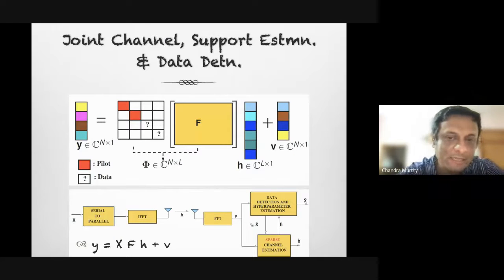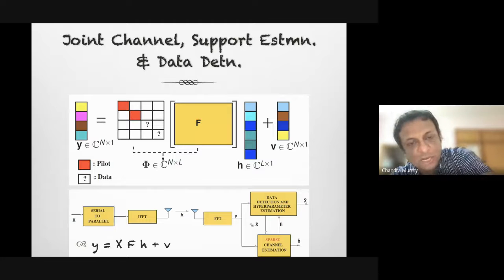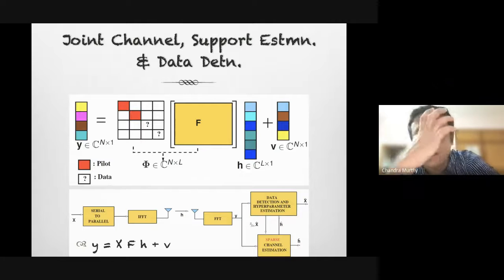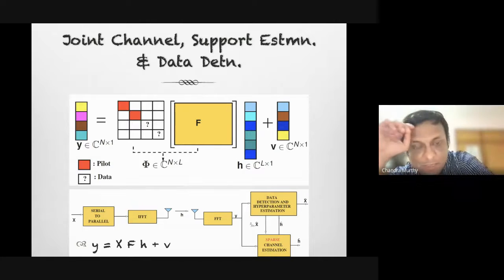This shows a block diagram of how the channel estimation works. In a typical OFDM system, you mount data on different subcarriers. On some subcarriers you may mount pilots, and on other subcarriers you may mount data symbols. One typically utilizes the subcarriers mounted with pilot symbols to perform channel estimation, followed by data detection on the subcarriers carrying data.